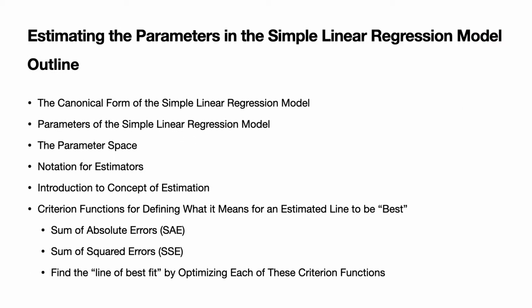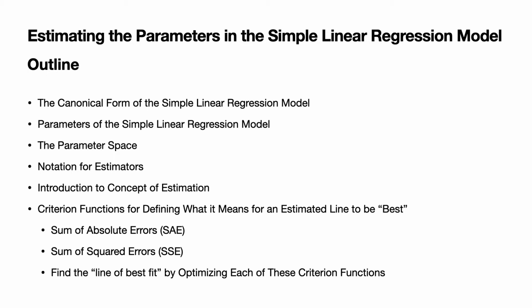So here's an overview of what we'll be looking at in this lecture. We'll start off by reminding ourselves of the canonical form of the simple linear regression model. We will then identify the parameters of the simple linear regression model. Those are the parameters that need to be estimated. We'll talk about the parameter space of a parameter. We'll then introduce notation for estimators.